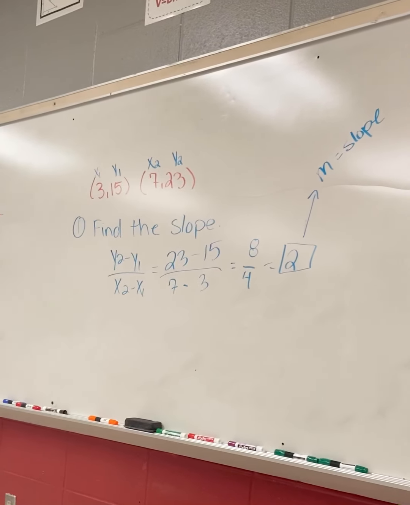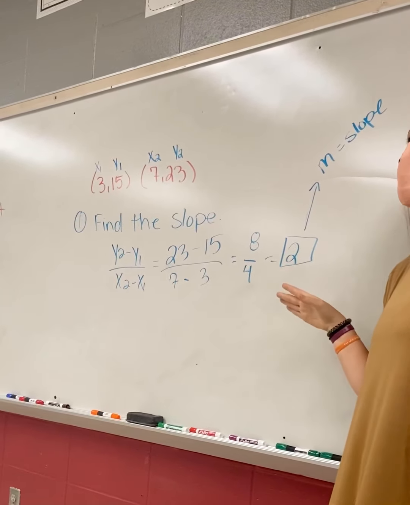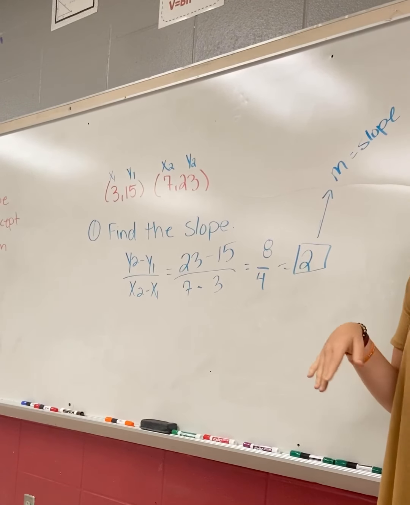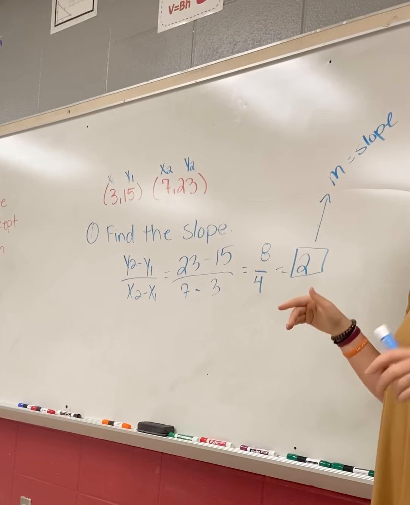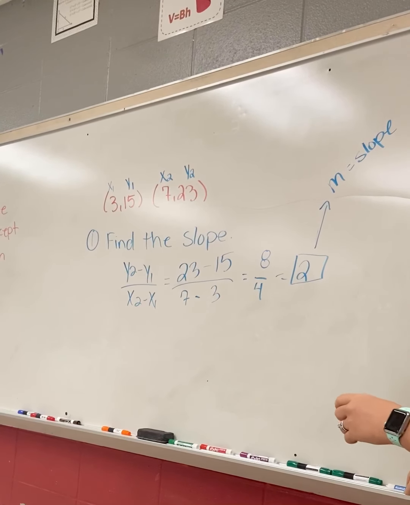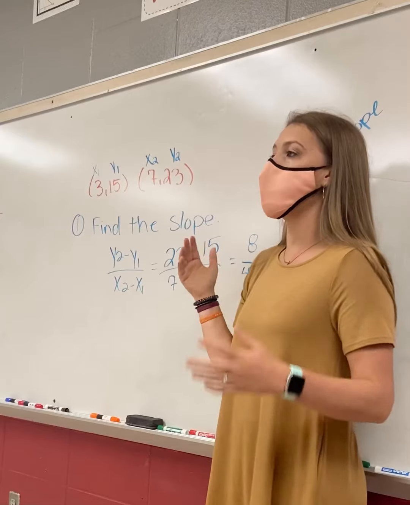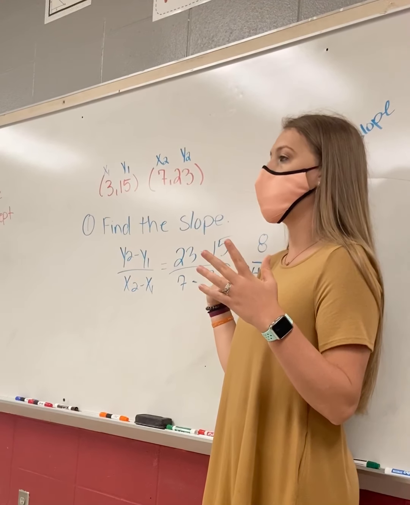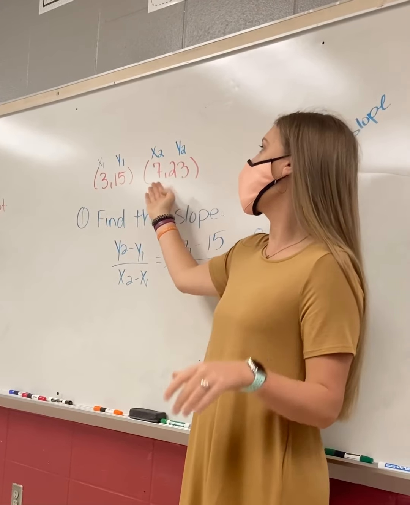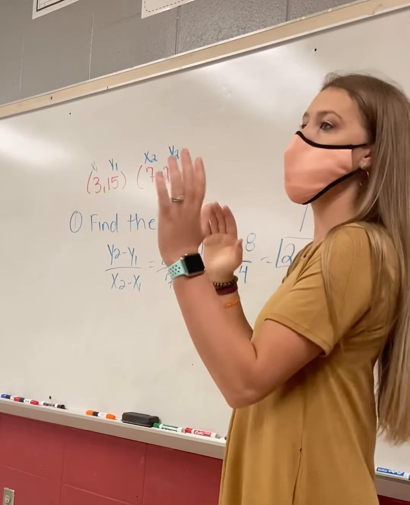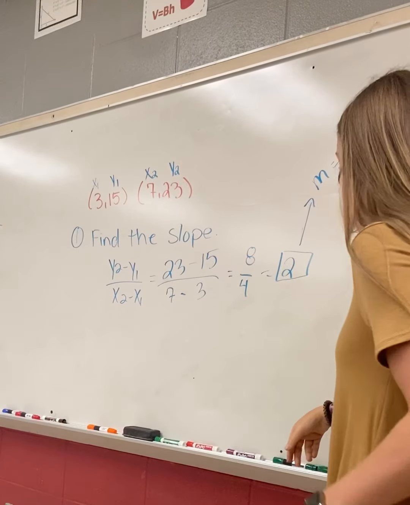Okay? Now we have a slope and 2 points, whereas the previous problems we just had a slope and 1 point. So we found our slope. So now what you can do is you can pick either point. I'm always going to pick the easiest point that looks like I can work with faster. So this one has a bigger number, so I'm just going to pick 3 and 15. It doesn't matter which point you pick. You can pick either or.